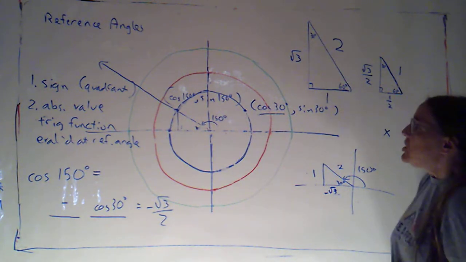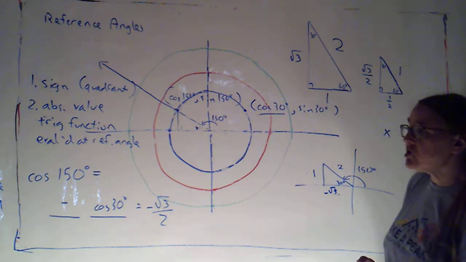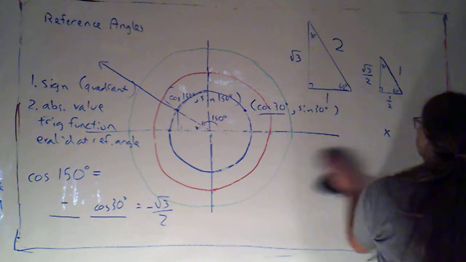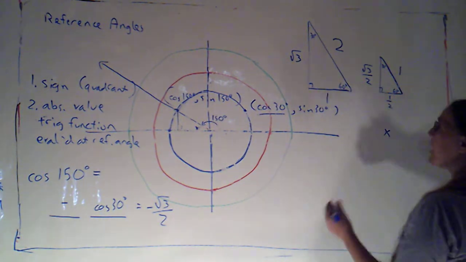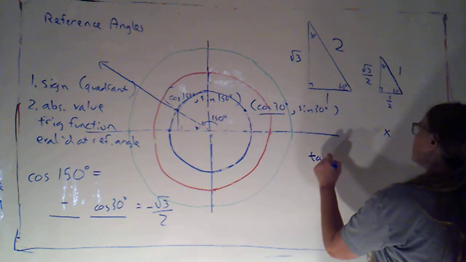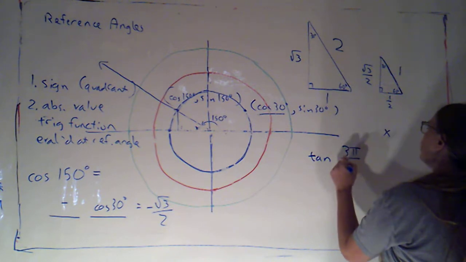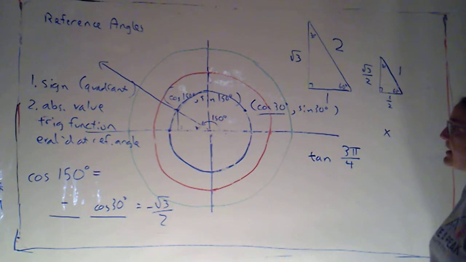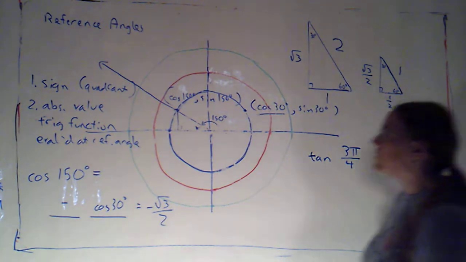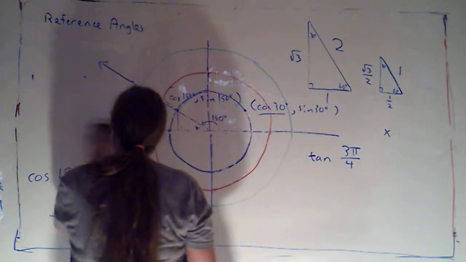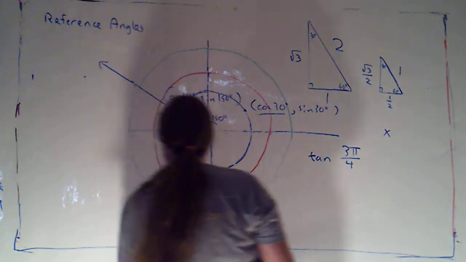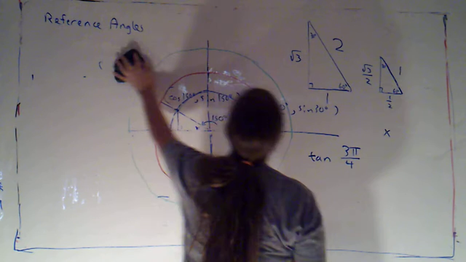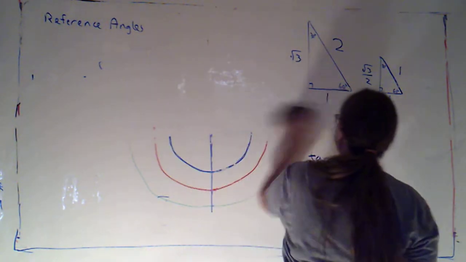Okay, so let's do one more together, and then I'll give you folks a few to try. Okay, so let's try looking at tangent of 3 pi over 4. So this time I'm working in radians, so I'm going to need to figure out where this is on the unit circle. So let me erase what I have. You know what, I'm just going to draw a new picture.